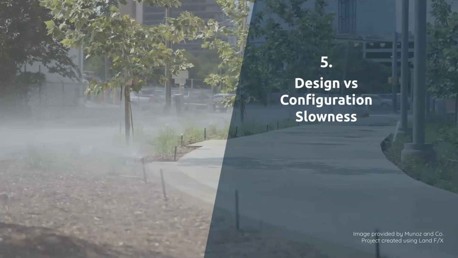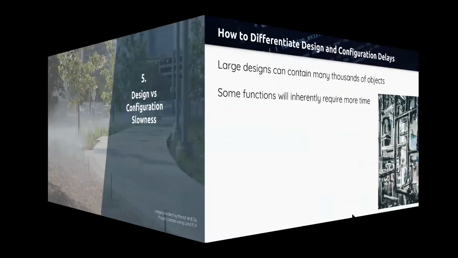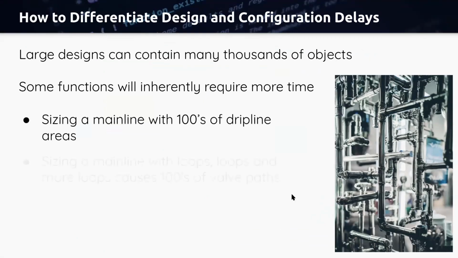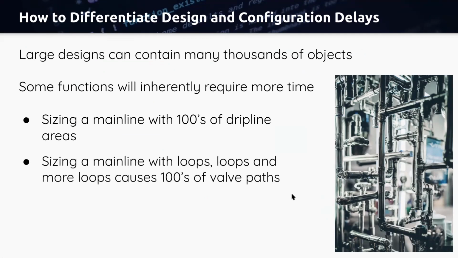So to differentiate, once you actually get into your design, there are just some things that will take time, especially with irrigation. You're going to have thousands of objects in this file. And if you have hundreds of drip line areas, or you have a ton of loops on your main line, that creates hundreds of valve paths, which take time for the software to chug through.